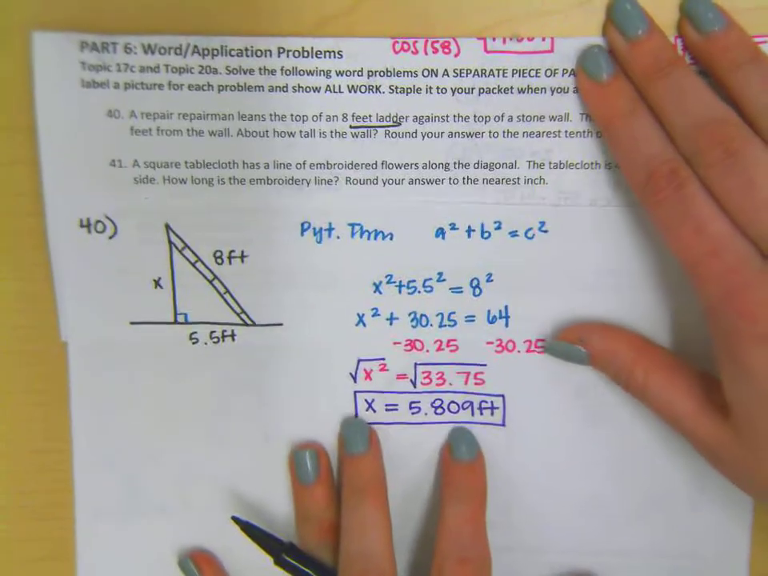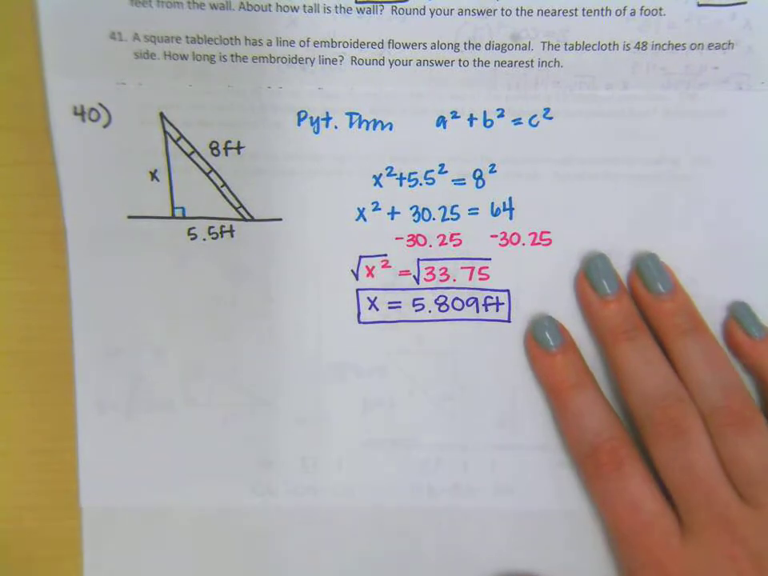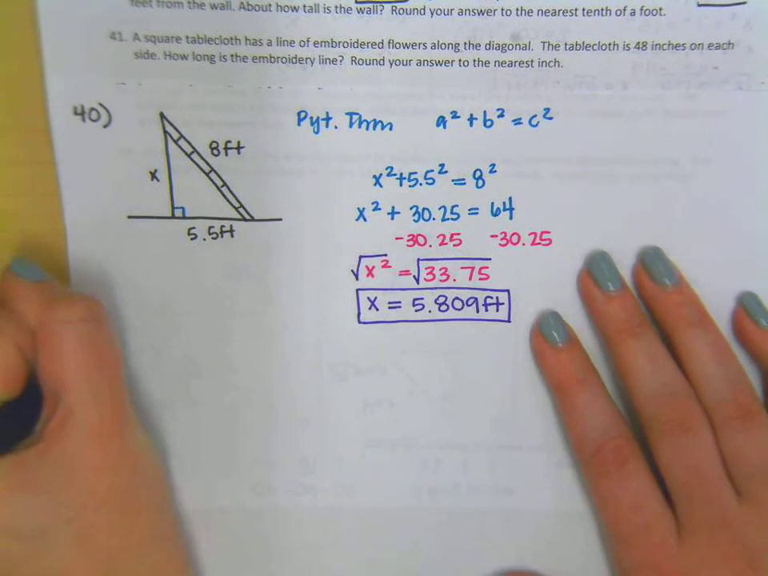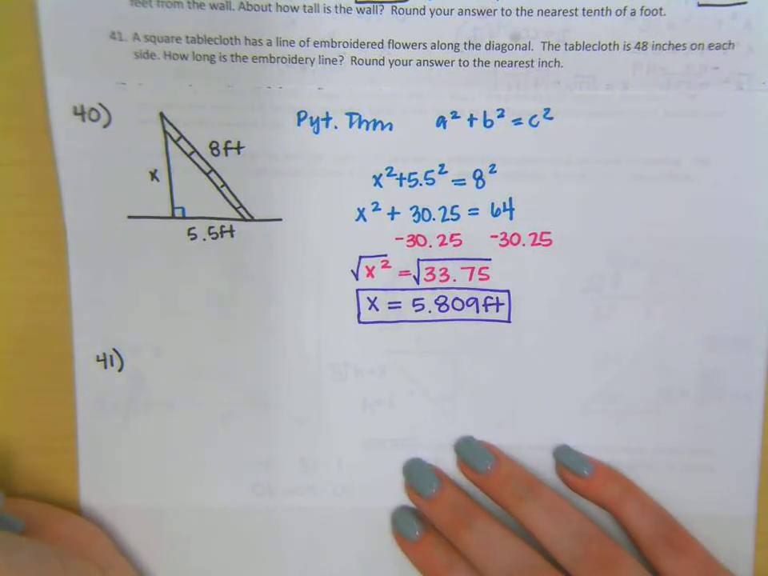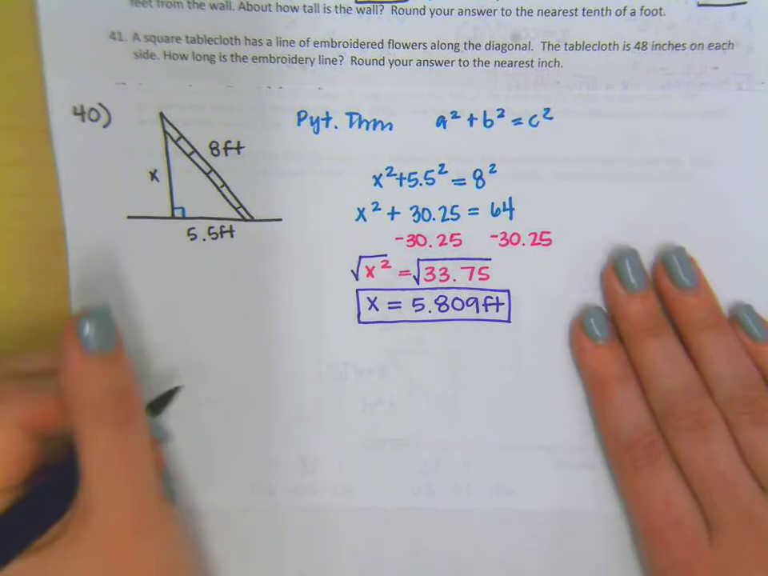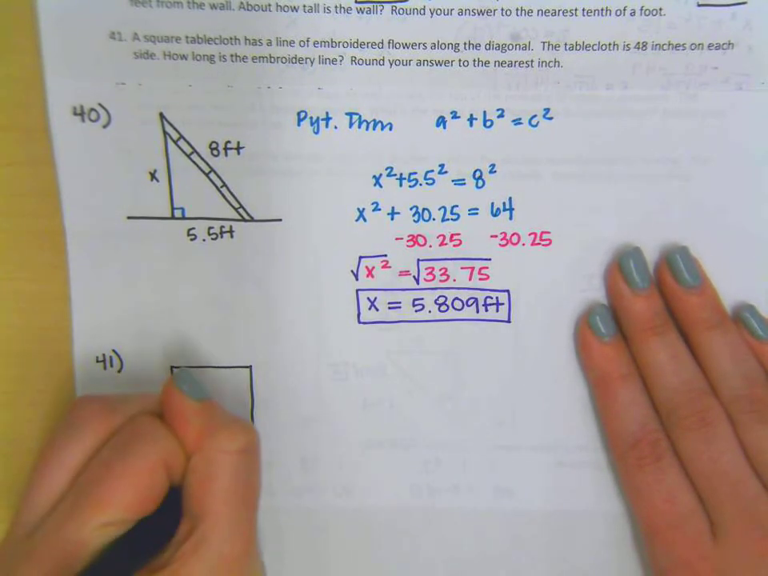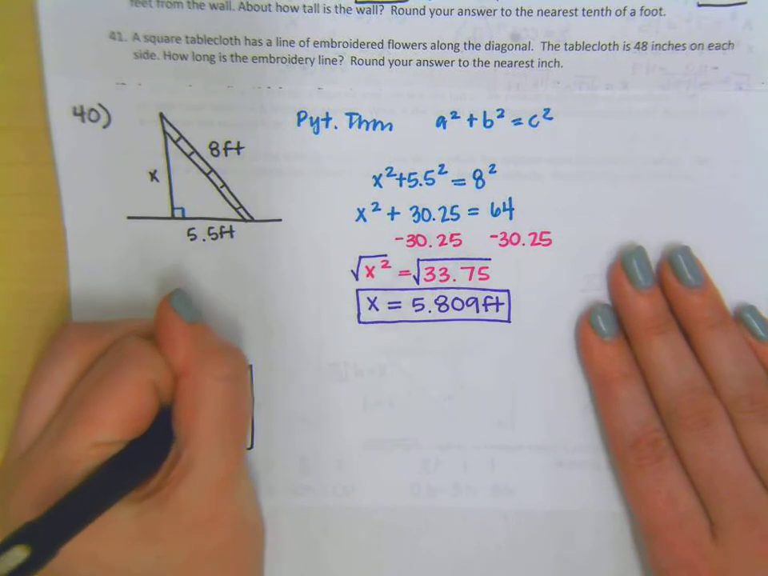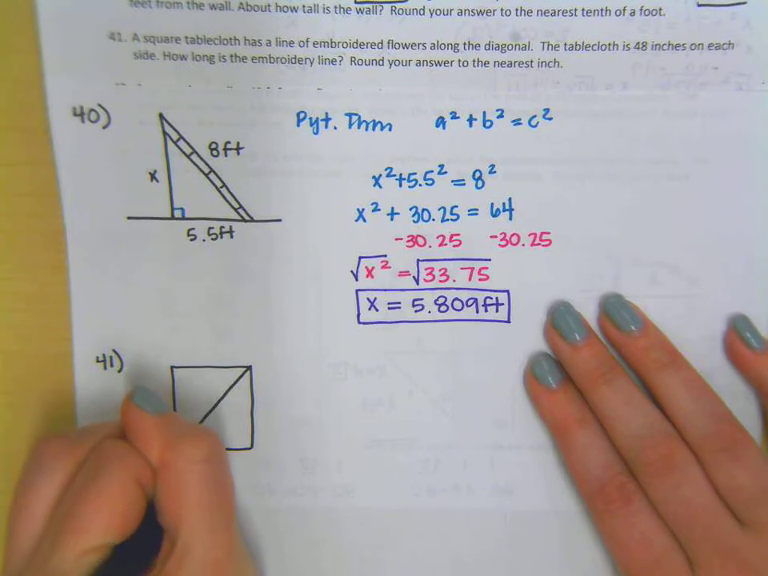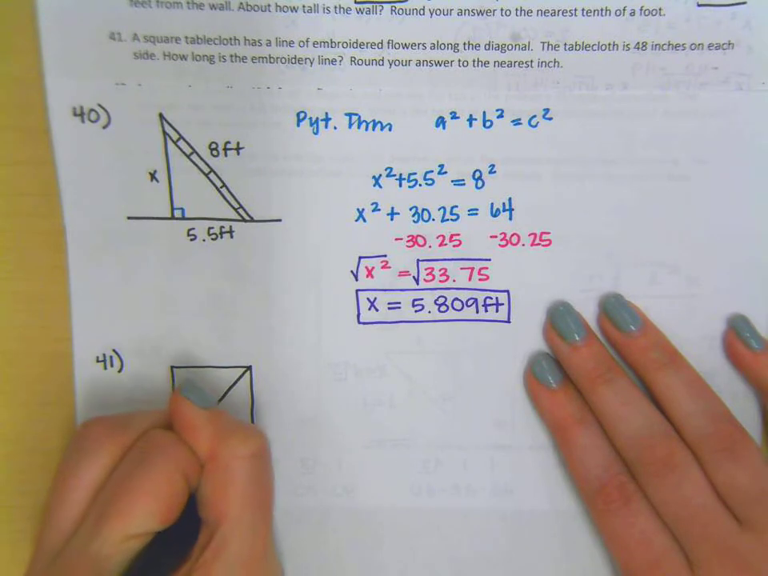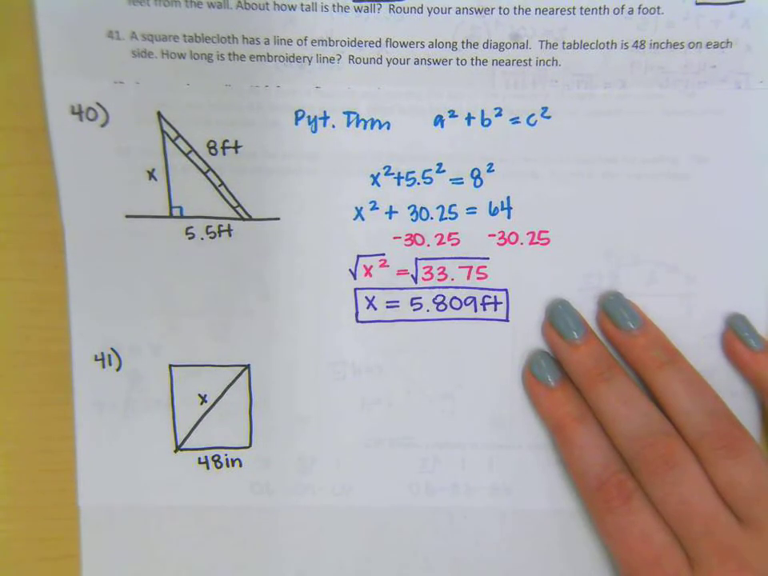So looking down at 41, it says that a square tablecloth has a line of embroidered flowers along its diagonal. So we have our tablecloth here, and then we have a line of flowers here. The tablecloth is 48 inches each side, so we know that this is 48 inches. How long is the line? So how long are the flowers there?